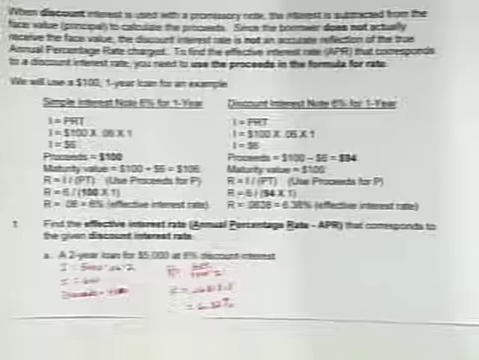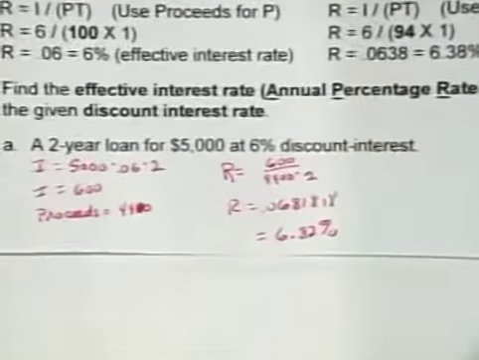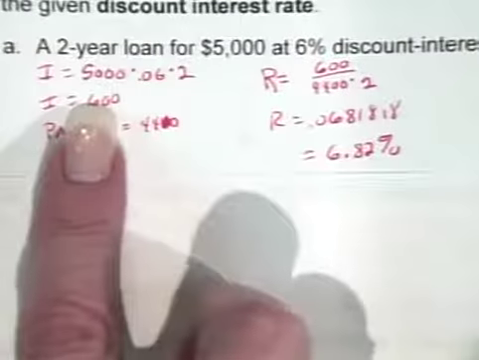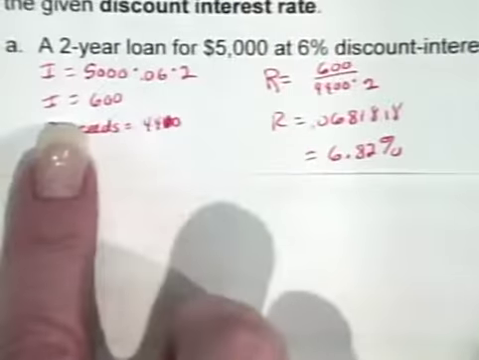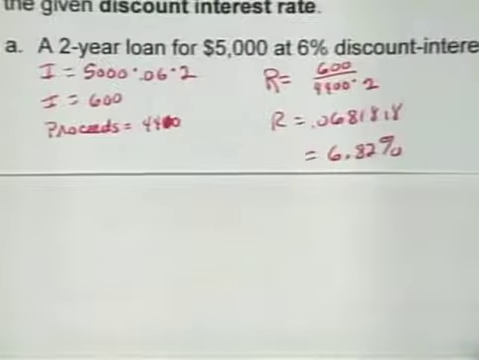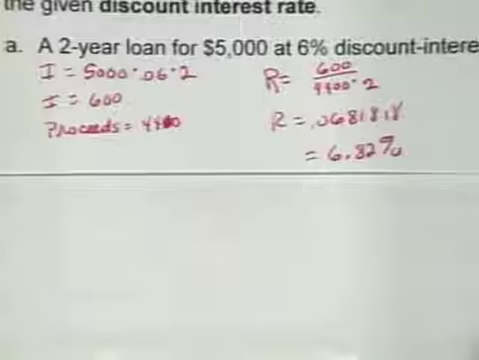So then what we're going to do, once we've come up with, and I'll try to zoom in on this, I've got $5,000, 6%, 2 years. Interest is $600. Proceeds are $4,400. I didn't write that very neatly. Then we use the rate formula, put the $600 on the top. What we're going to do for P is use the $4,400 because that was the amount of money you really had to use. We're not going to use the principal. Proceeds are used for principal. 2 years.